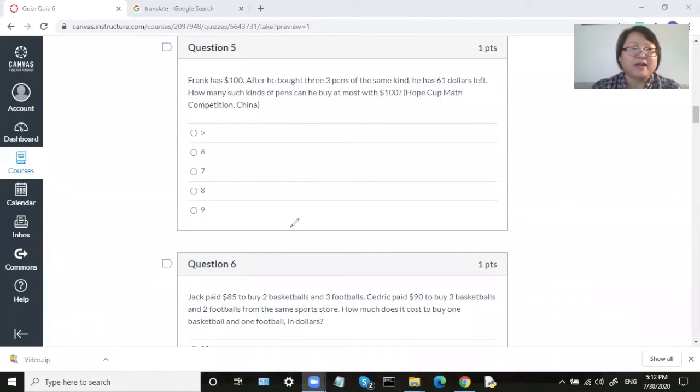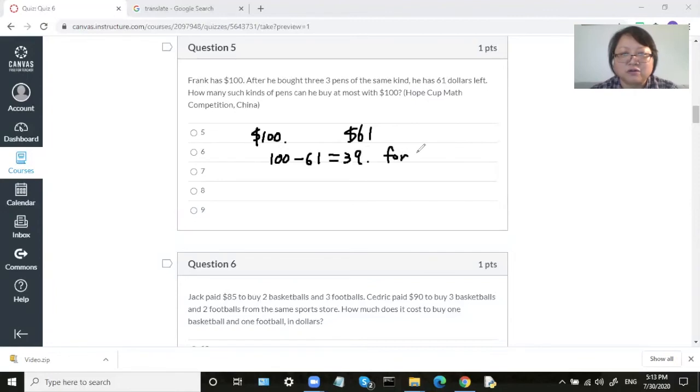Problem 5. Friend has $100. After he bought 3 pens of the same kind, he has $61 left. How many such kinds of pens can he buy at most with $100? Okay, so we have $100. After he bought 3 pens, there's $61 left. So how much do 3 pens cost? We just need to use 100 subtract 61 equals 39. That is for 3 pens.